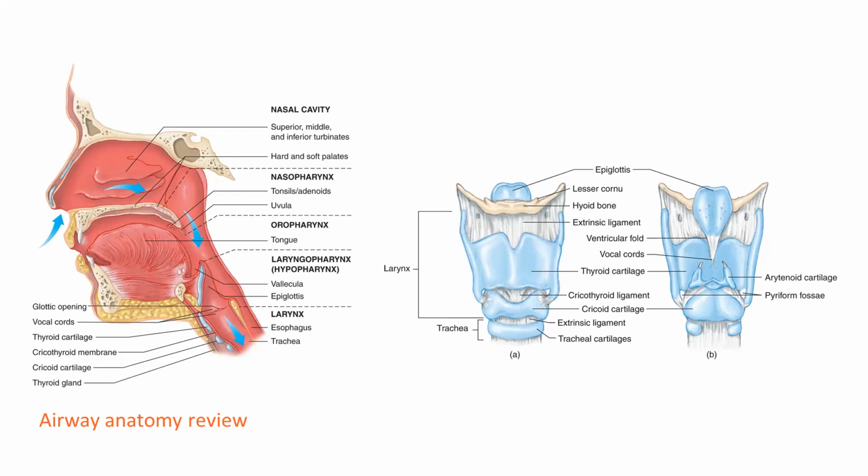Your larynx is your voice box. It contains the vocal cords. And then you have your thyroid cartilage, or your Adam's apple. The cricoid cartilage is the most inferior portion of the larynx, and it's the only completely circular cartilage ring in the upper airway.